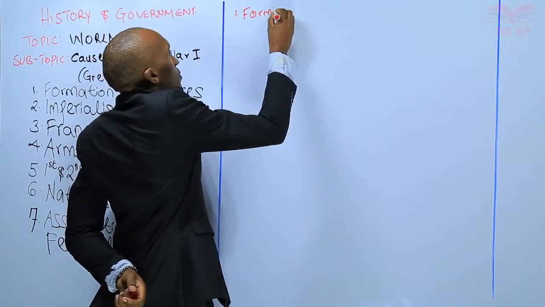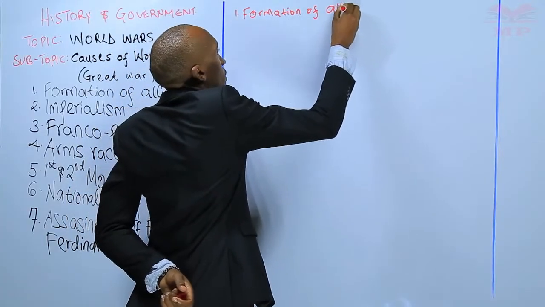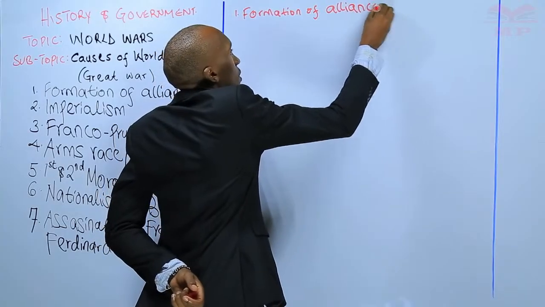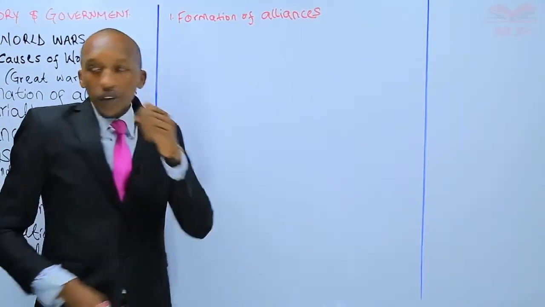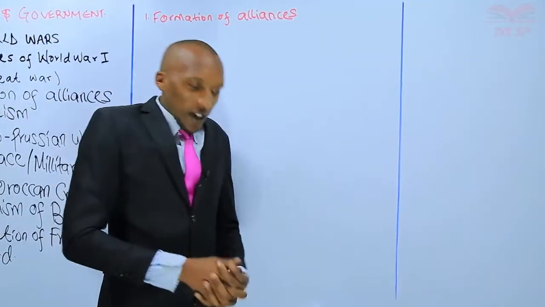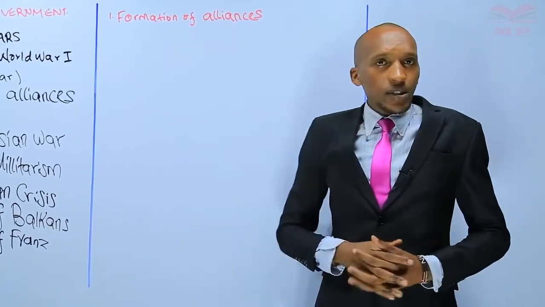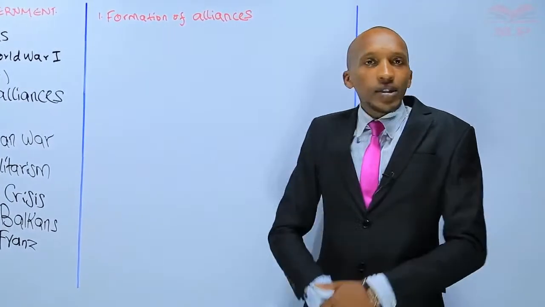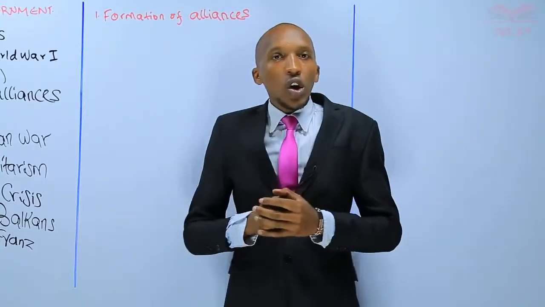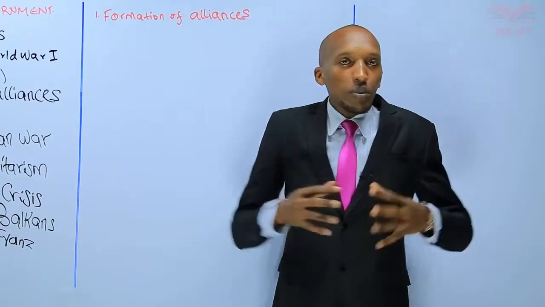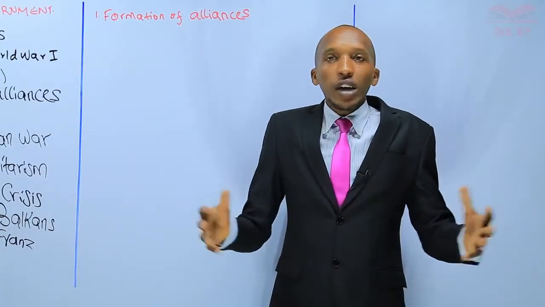Formation of alliances. That is our first cause of the First World War. So you ask yourself, what is an alliance? So when you talk of an alliance, it is a union of different groups coming together for their mutual benefit. Let me give an example.